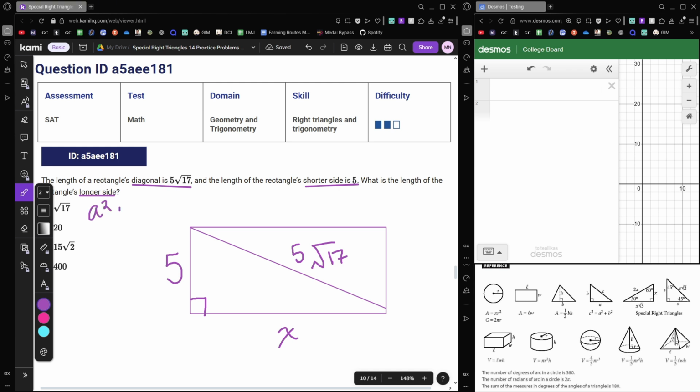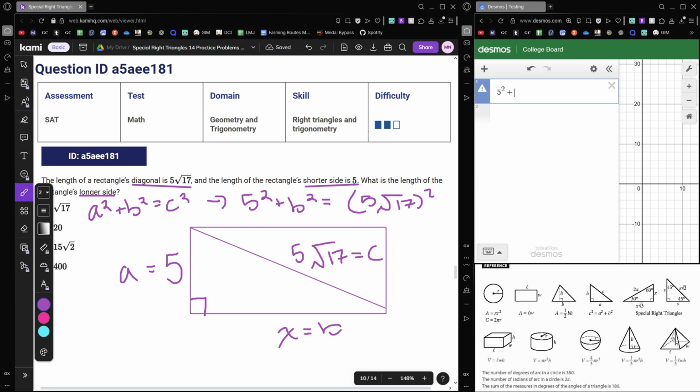a squared plus b squared equals c squared. This 5 can be the a, this x can be the b. And then of course the hypotenuse is always the c. So this would be 5 squared plus b squared is equal to 5 square root 17 squared. Now let's put this in Desmos.